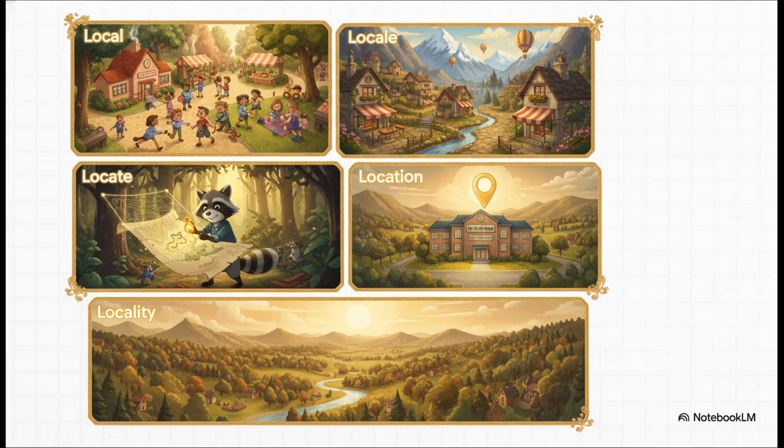Number 4 is location, pronounced location. Literally meaning a place, it now refers to where something exists. For example, the school changed its location. And number 5 is locality, pronounced locality. It literally means a particular place, and modernized, it represents a neighborhood or region. For example, many birds nest in this locality.